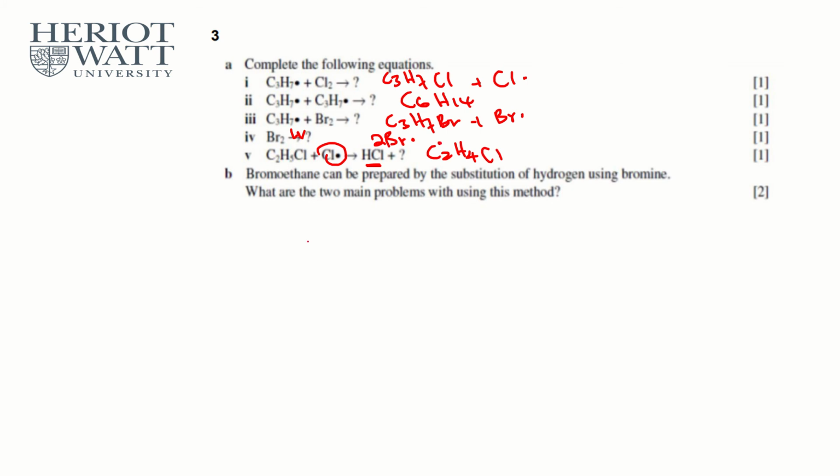All right. And for part B, bromoethane can be prepared by substitution of hydrogen using bromine. What are the two main problems with using this method? So if you want to produce bromoethane, which is C2H5Br, okay, the method will be this: free radical substitution by reacting ethane with bromine, right? So what are the two main problems because of radicals?